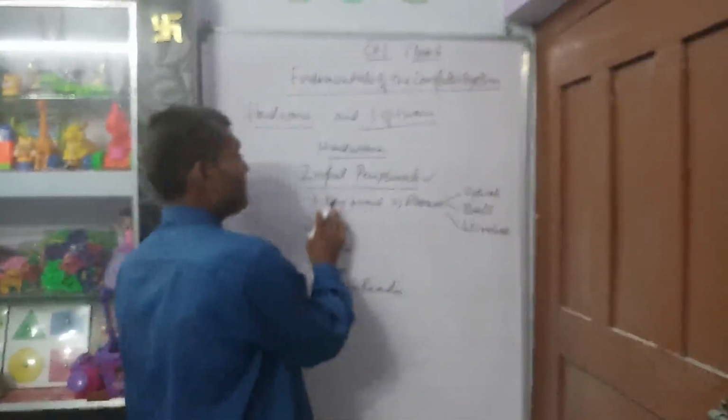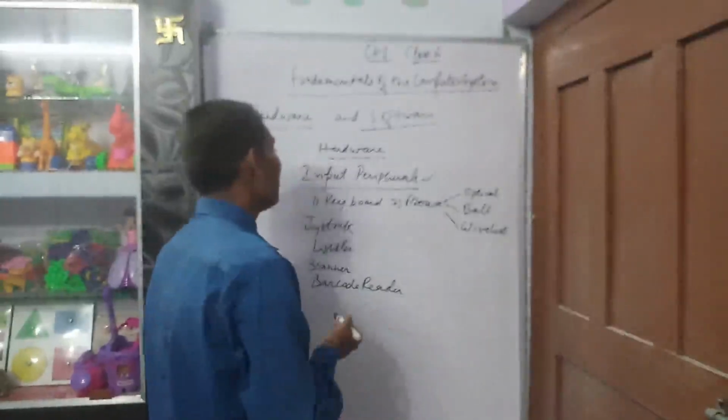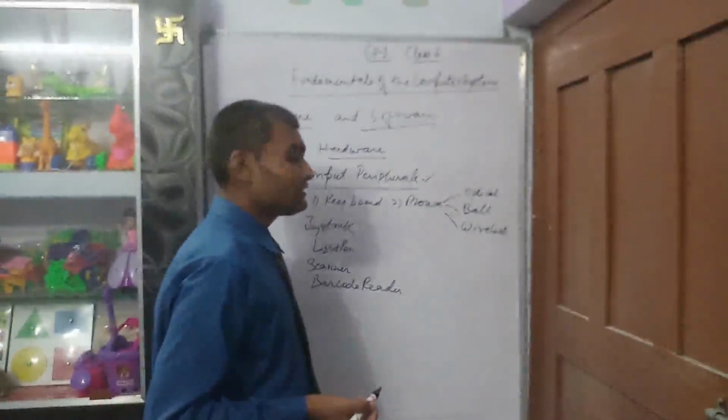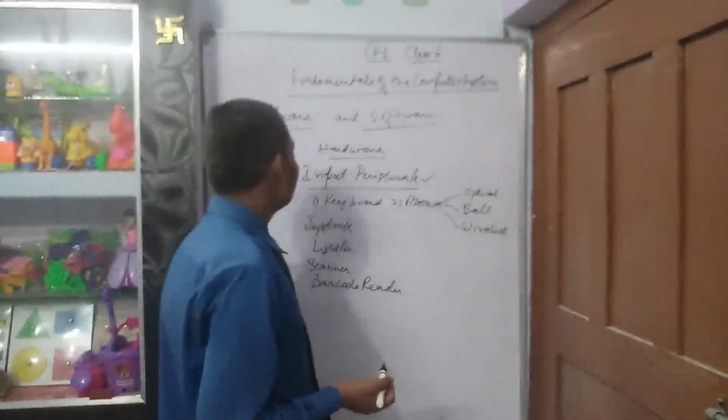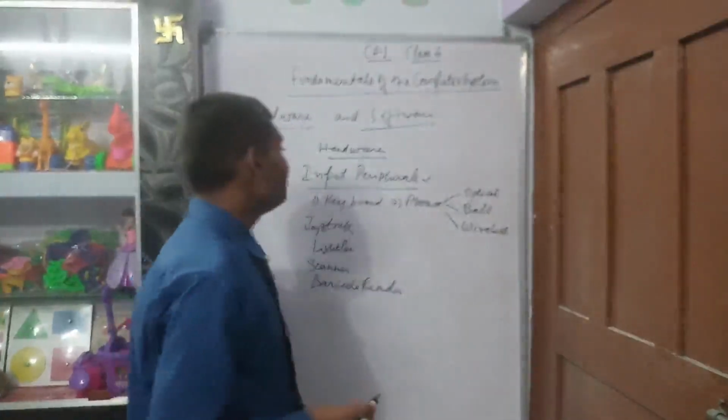So first of all, the keyboard. All of you use a keyboard with your PC. A keyboard consists of different keys. You use the keyboard to type text and to perform calculations on your PC.